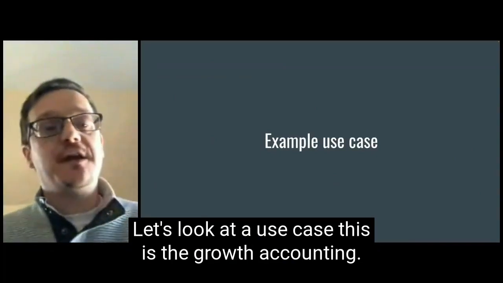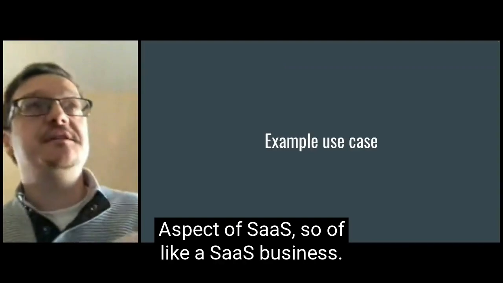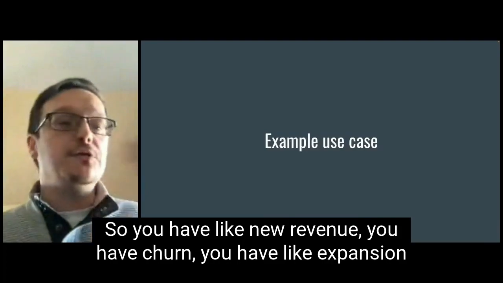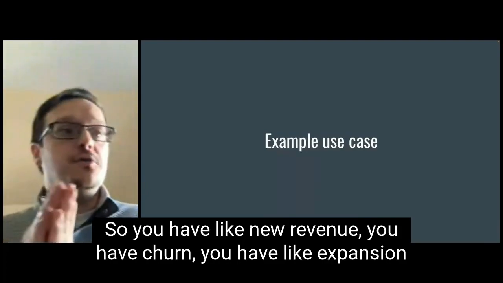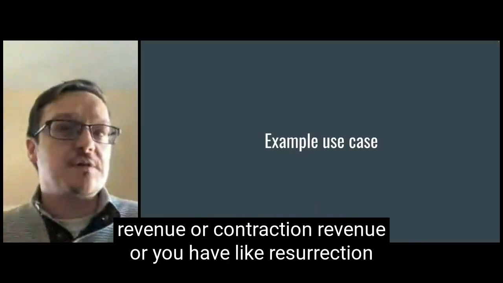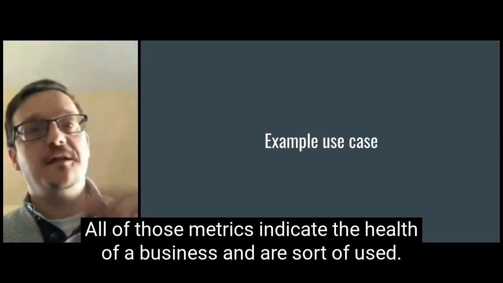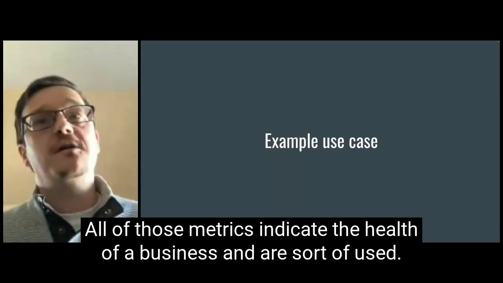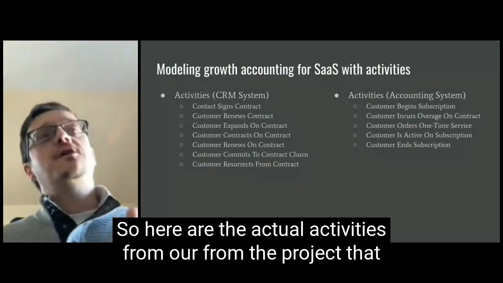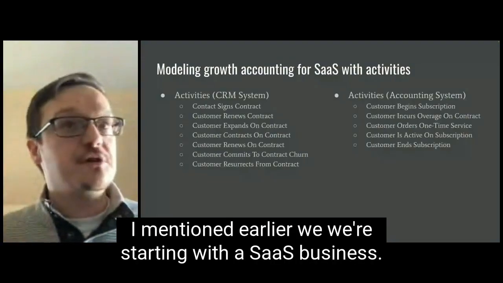This is the growth accounting aspect of a SaaS business. What I mean by growth accounting is things like recurring revenue. So you have new revenue, you have churn, you have expansion revenue or contraction revenue, or you have resurrection when a customer comes back. All of those metrics indicate the health of a business and are used in that way. Okay, so here are the actual activities from the project that I mentioned earlier.